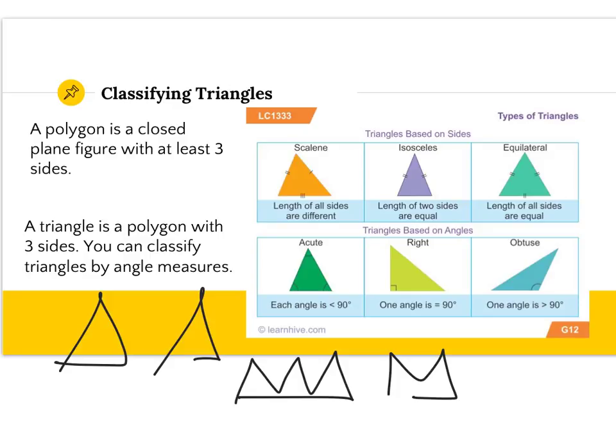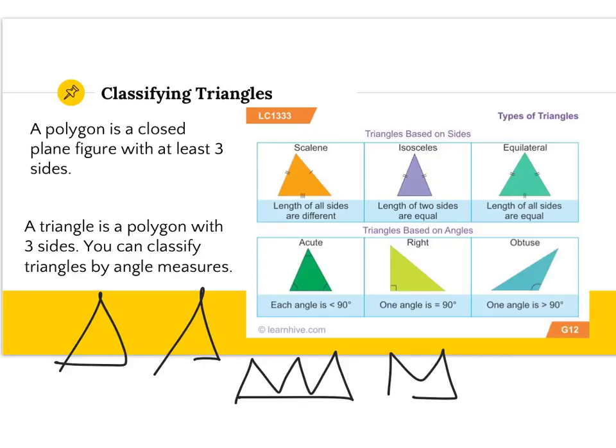And we can classify triangles by angle measures and also by their sides. With a scalene triangle, all of the sides are different lengths. Isosceles, lengths of 2 sides are equal. I remember this because the word isosceles has 2 letters that look alike. I know they're not the same letter, but they're 2 letters that look alike, so 2 sides that are equal. And then we have an equilateral, equal being the key word, where all sides are equal.